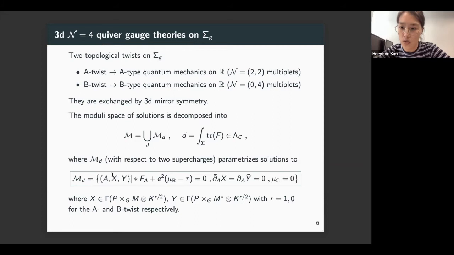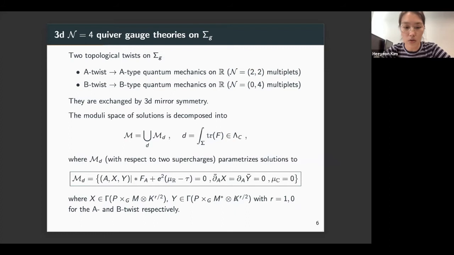Here, the Xs and Ys are the fields that come from the hypermultiplets. They are the sections of the vector bundles according to their representation. And the difference between the A and B twist is just the twisting by this factor here, where K is the canonical bundle on the Riemann surface. The difference between these two is not so drastic in this example, but if we consider the BPS equation for four supercharges, then the difference is more drastic, but I'm not going to go into too much detail at the moment.